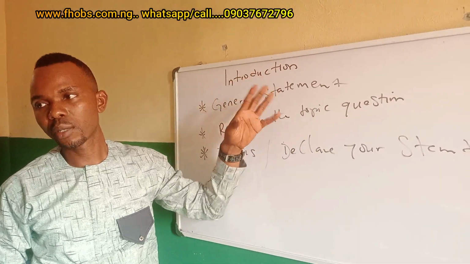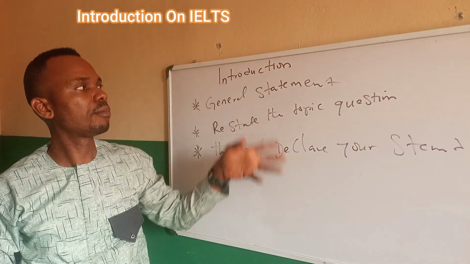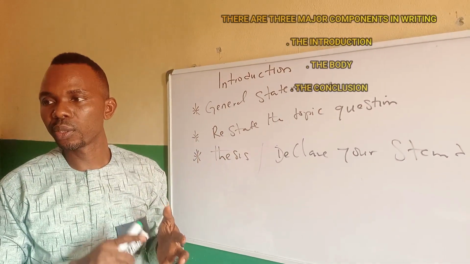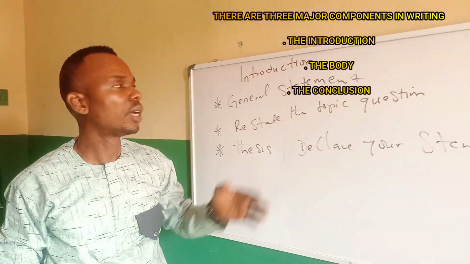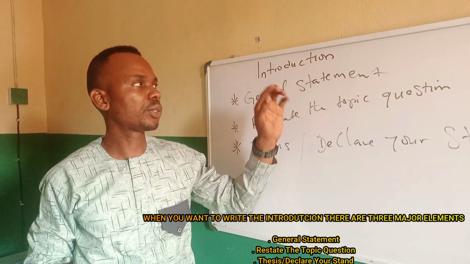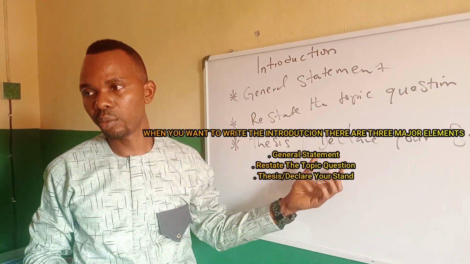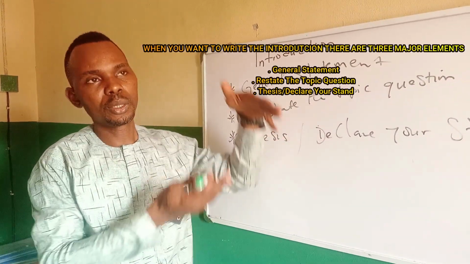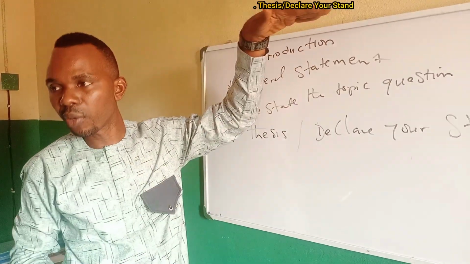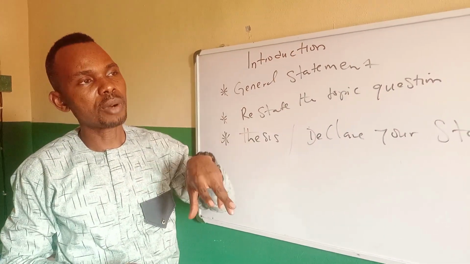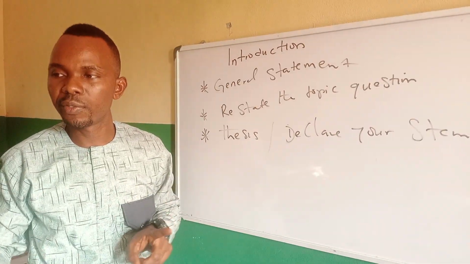In IELTS Writing Task 2, there are 3 major components: the introduction, the body, and the conclusion. Now, when you want to write the introduction, there are 3 major elements that should be in it. The introduction is the beginning of your essay. Remember, you have to write not less than 250 words.